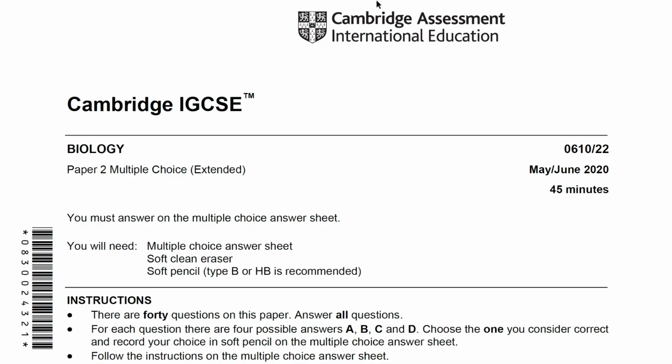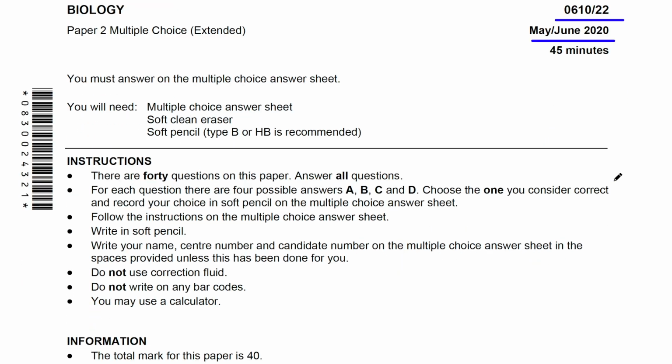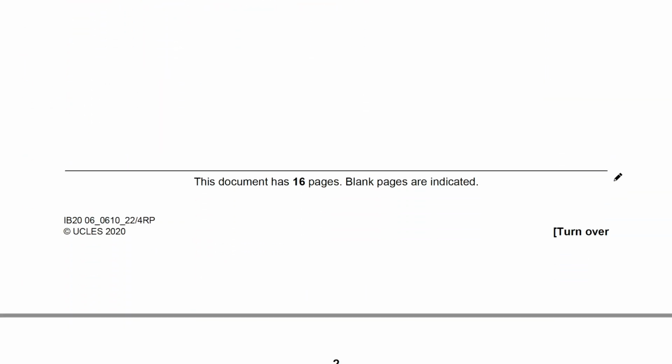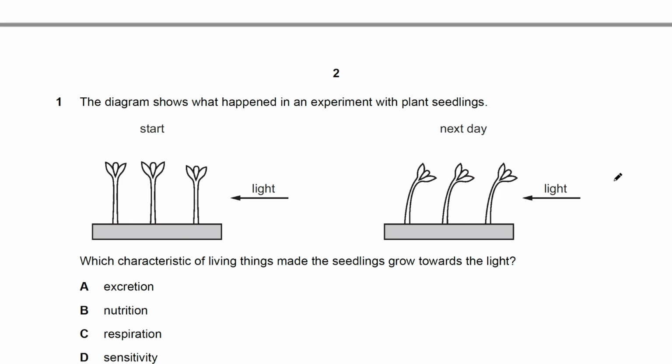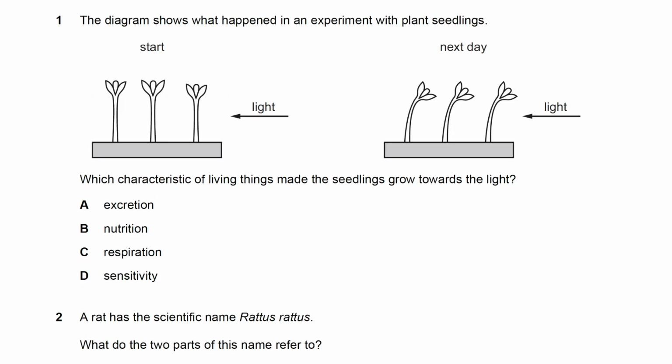Hi guys, today we will be doing paper 2, variant 2, May-June 2020 for MCQ questions. So let's scroll down to start with the first question. Okay, let's start with the first question. Now, the diagram shows what happened in an experiment with the plant seedlings. Which characteristic of living things made the seedlings grow towards the light?